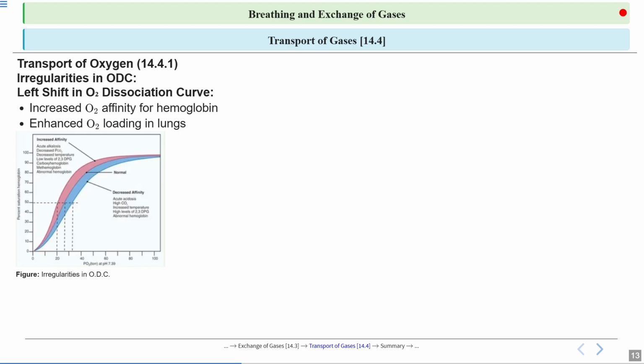When you go to a higher altitude, the oxygen is less. Oxygen is not present at the normal rate, right? So these are some of the things that affect this S curve. Increased O2 affinity for the hemoglobin will be affected, and enhanced O2 loading in the lungs will be affected. Left shift in the O2 dissociation curve. This is mentioned here.